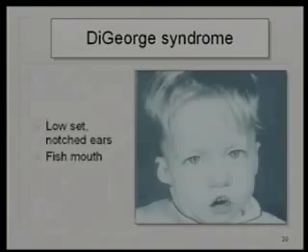Okay. The facial features, very characteristic features that have been described, include a sort of rounded fish mouth.